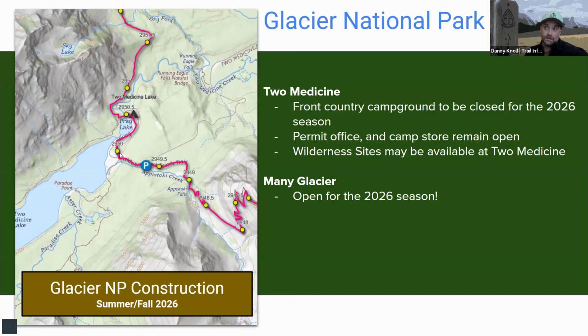The good news is the permit office is going to remain open. So the permit office is right about here where my cursor is. That's going to remain open. So if you need to get backcountry permits, you can still go to Two Medicine to get them. This is probably the most used location for CDT hikers to get their permits is in Two Med because you can walk there as a northbounder. And if you're a southbounder, it's the closest to East Glacier, the closest permit office.